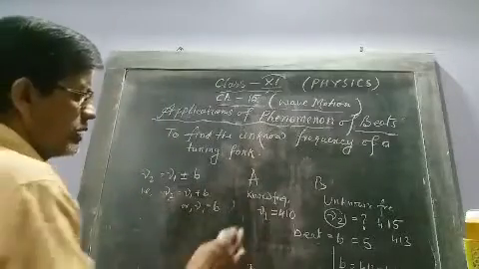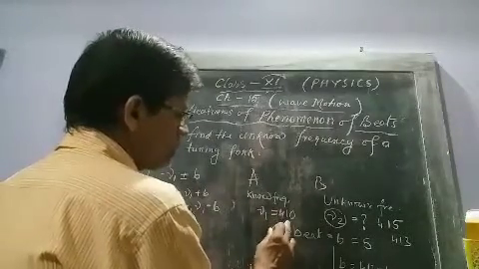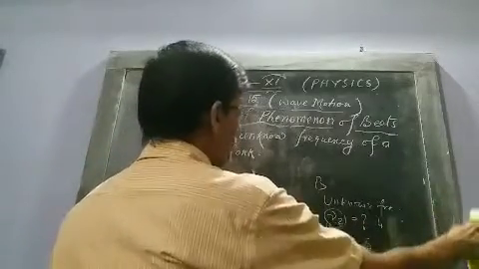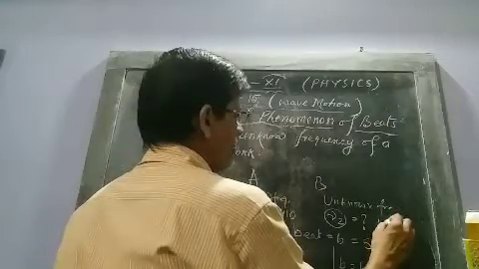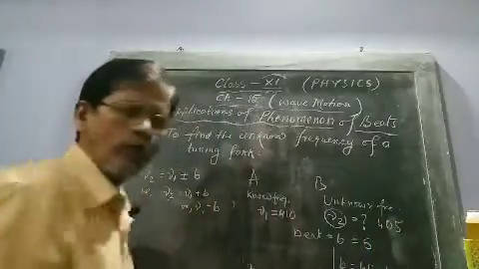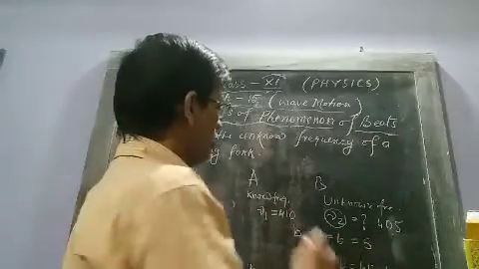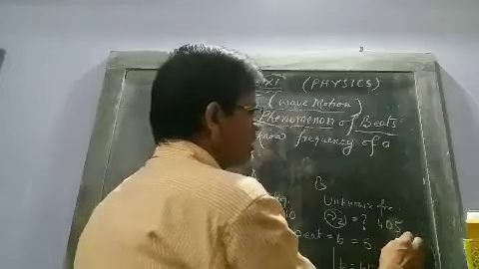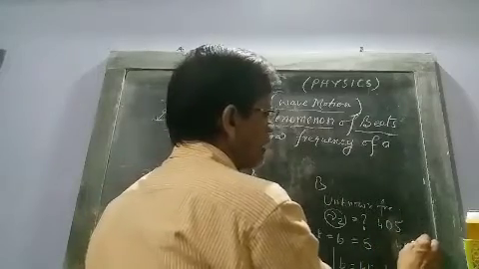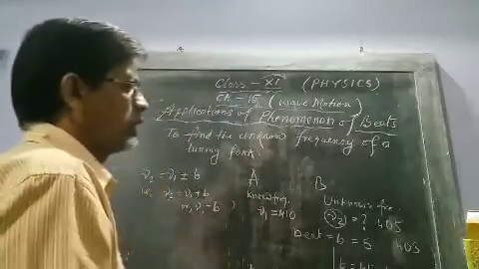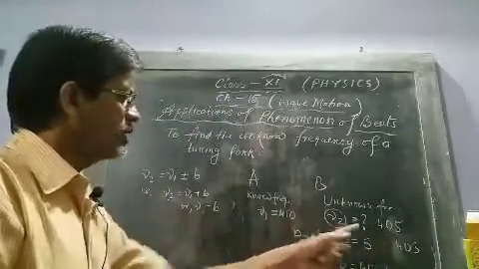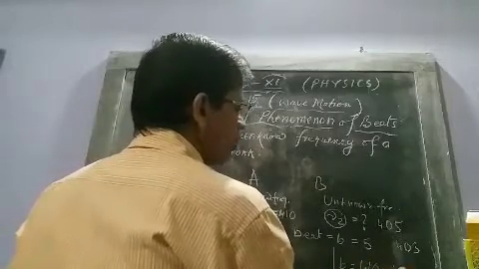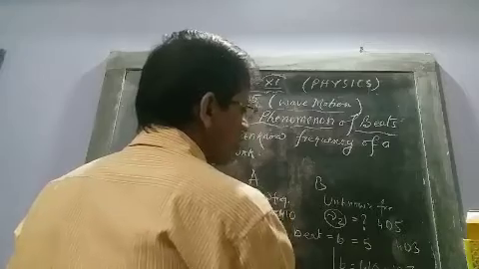In the other case, if nu1 equal to this and nu2 is less than this, say nu2 equal to 405. Now it is loaded. Again you see the beat is 5. Now it is loaded, so its frequency again decreases, 403. Frequency decreases. So what is the beat now? 410 minus 403 equal to 7.